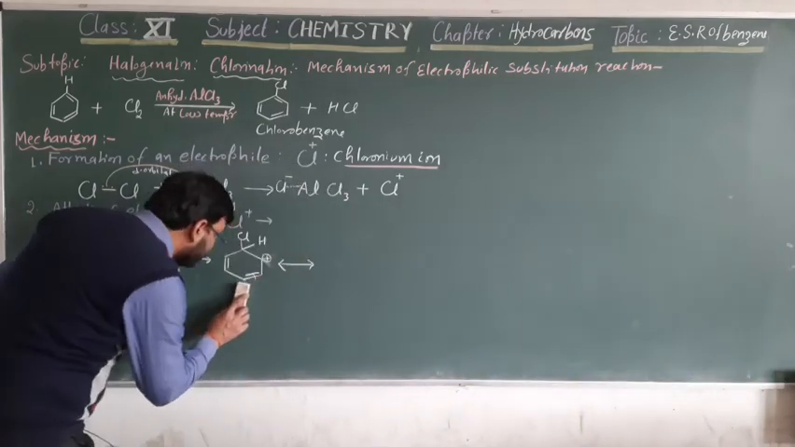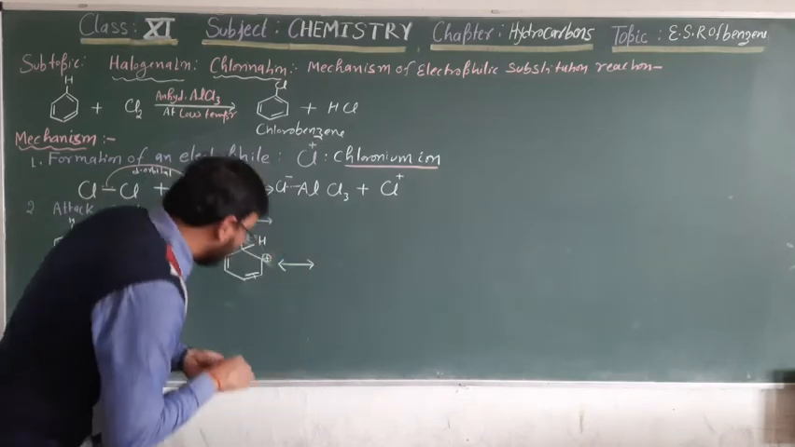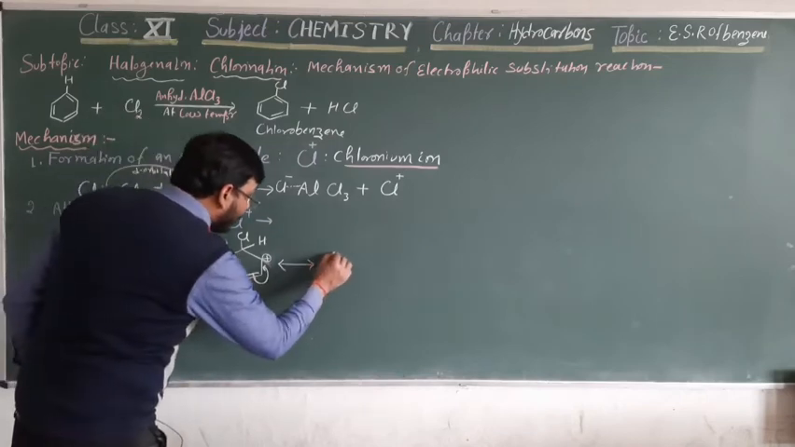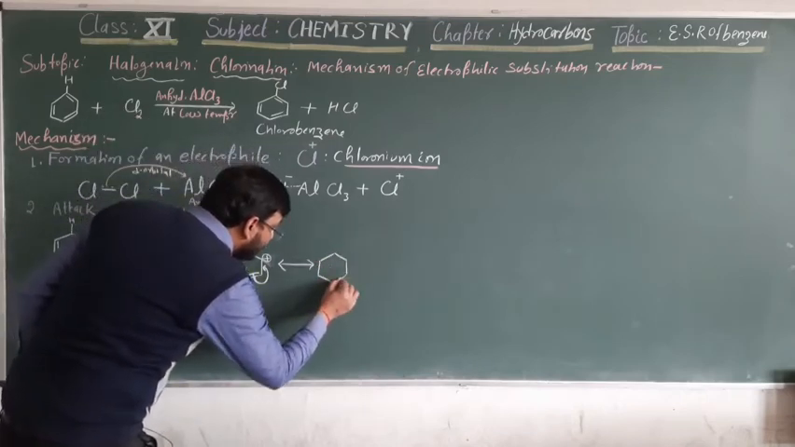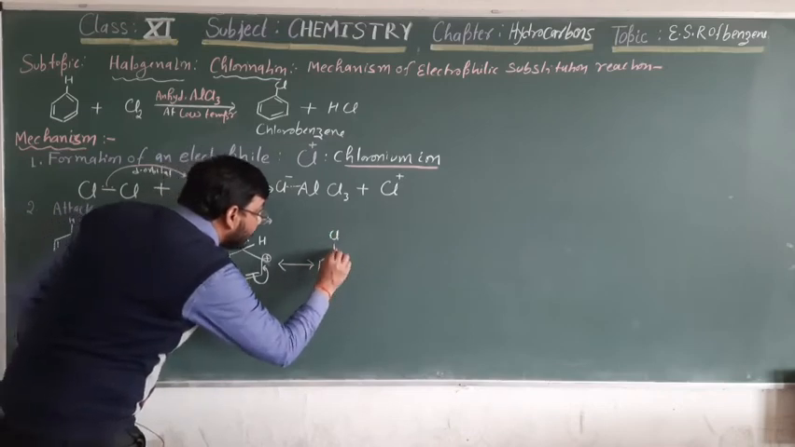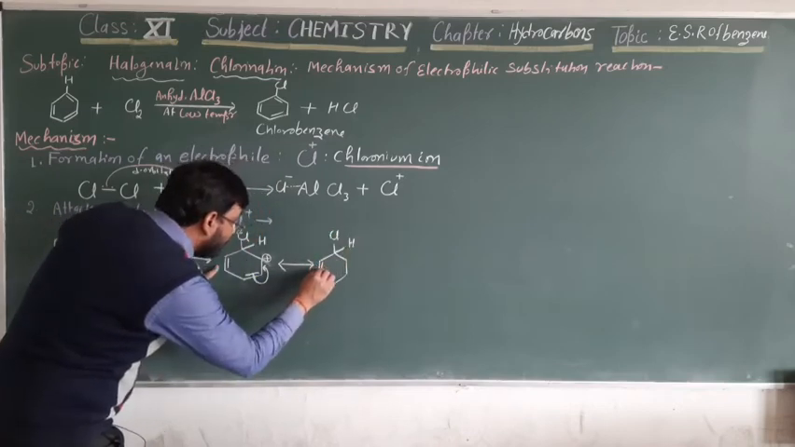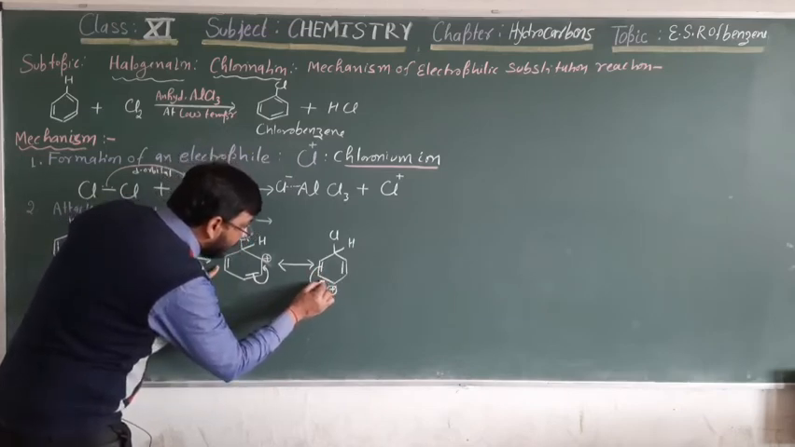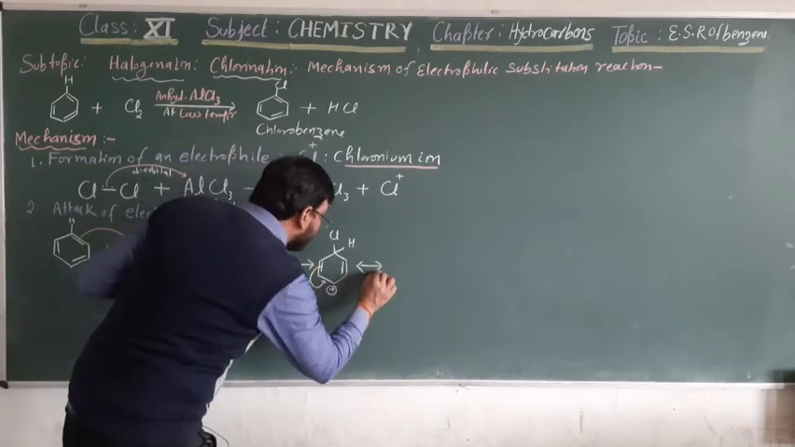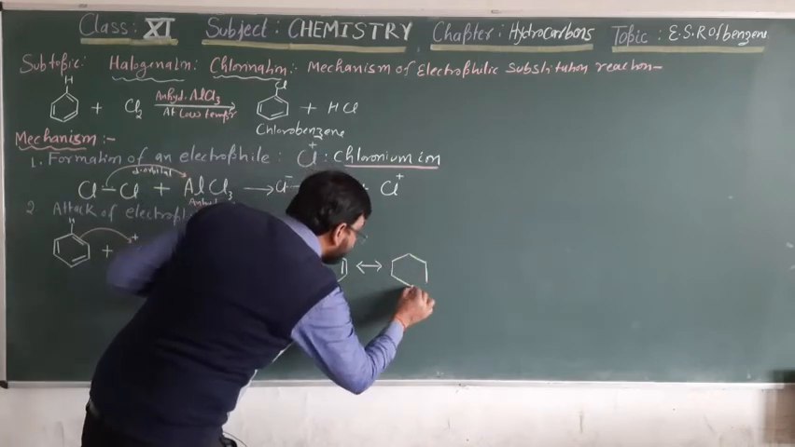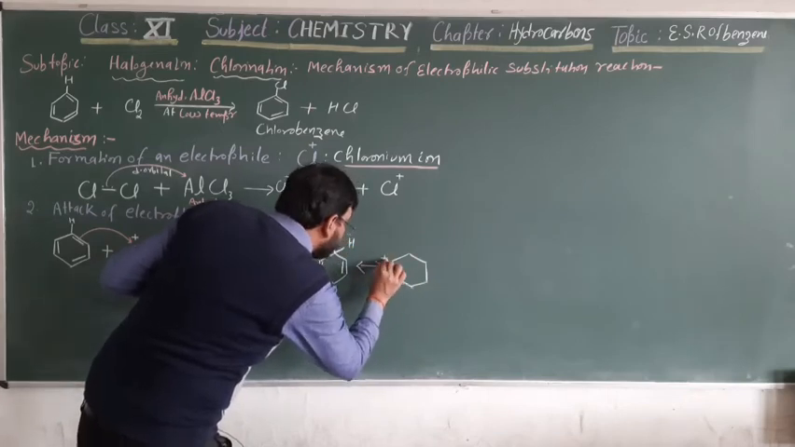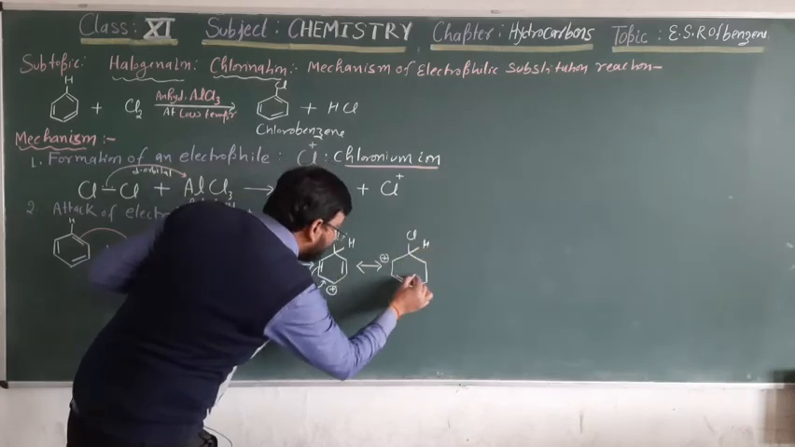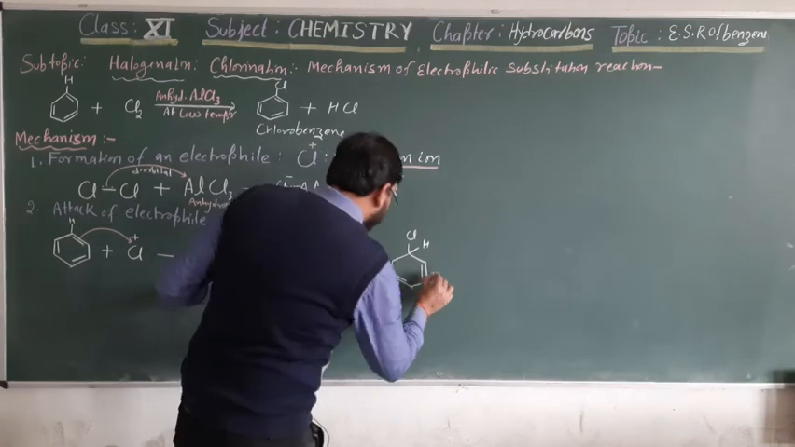As I shown in reverse, this bond will migrate to this side and a positive charge will appear at this carbon atom. So we can write this structure: chlorine, hydrogen, a plus charge and a double bond. Now this will migrate in such a way, and we can write one more resonating structure, such as the plus charge and Cl H double bond.